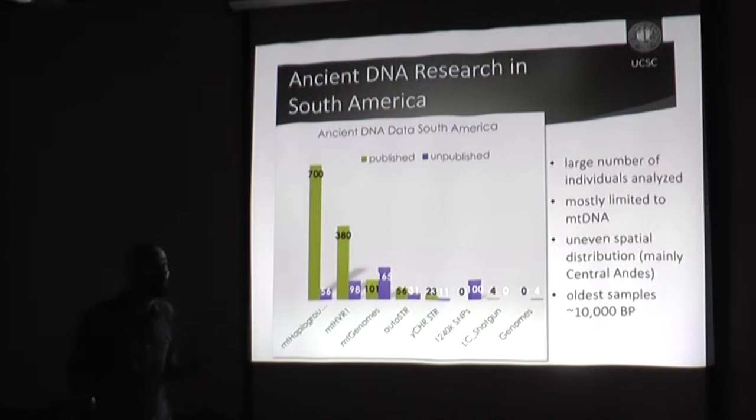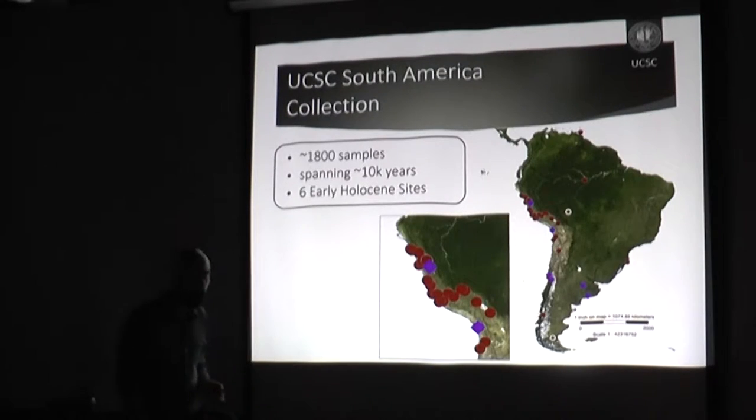What also is favorable for me is that we have a rich amount of data from other disciplines that I can use to build the models I'm working with. So over the years, I gathered a rather large collection of South American samples. We have around 1,800 samples in our collection now at UCSC, coming from different regions in South America, reaching from around 10,000 years to the European contact.